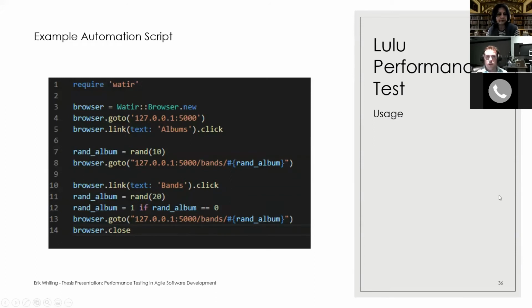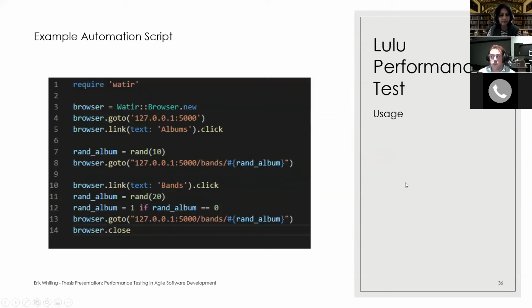Now here's an example of an automation script, just so that we're all on the same page. This automation script is written in Ruby with a library called Waiter, or Water, I actually don't know. But it's kind of self-explanatory. If you look at it, basically this script tells the program to go to this website, click this link, randomly pick an album, click on it, go to this other link, randomly click on a band, and then close the browser. And that's what an automation script looks like.